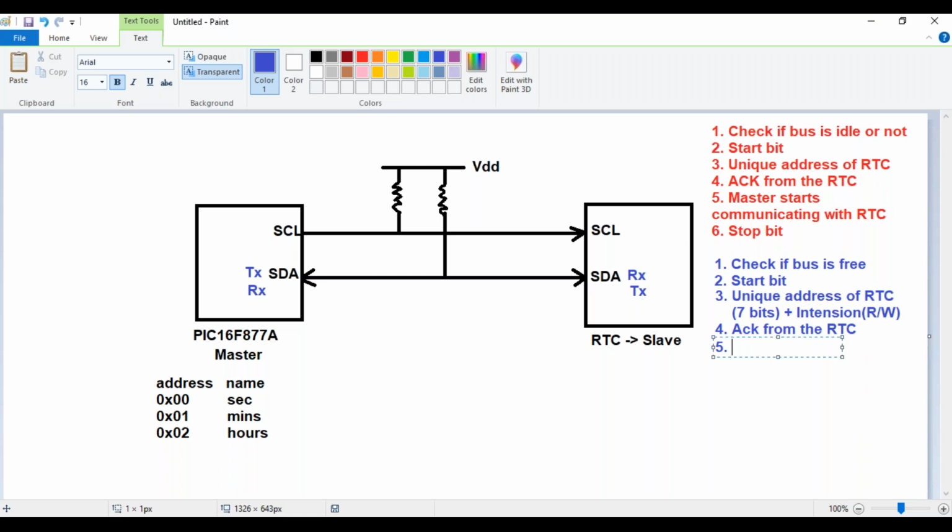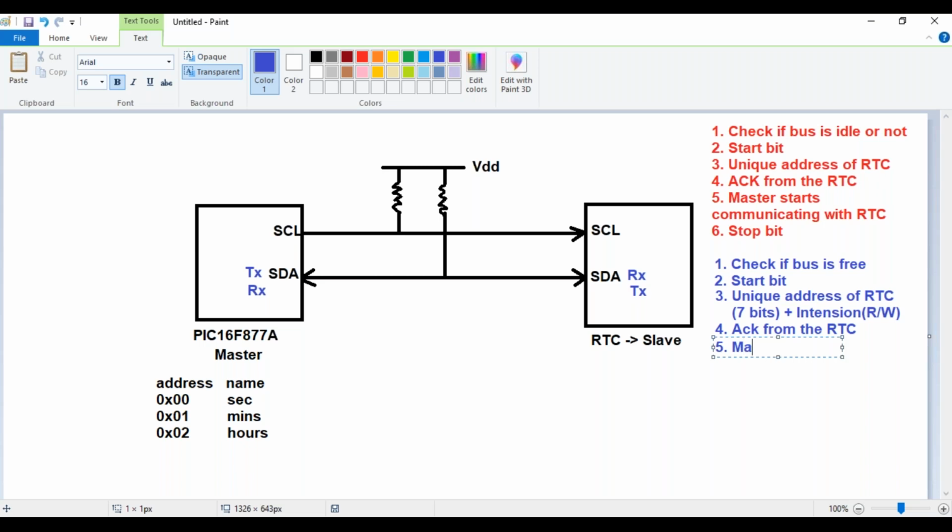You said you are going to the RTC to read, but did you tell from which register you are going to read? No, you haven't said it yet. So, you have to now first say from which register you are going to read the data.